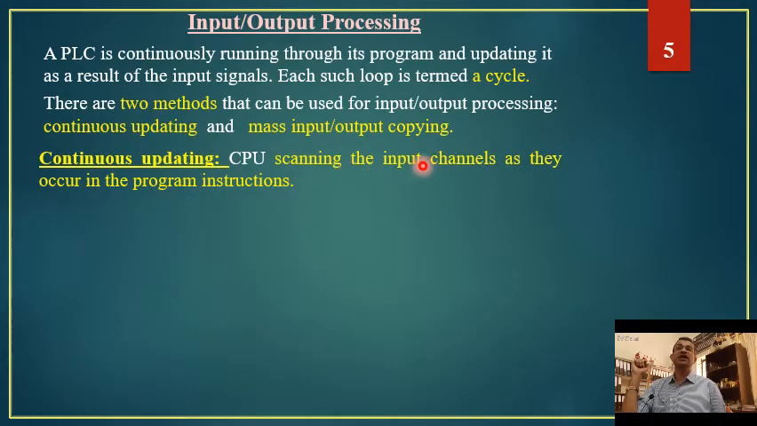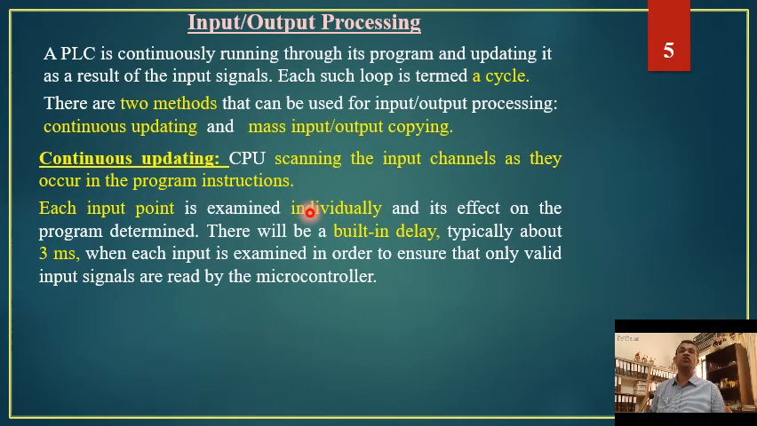The CPU scans the input channels as they occur in the program instruction. So in the program we are writing, we have to access the signal sent by the sensors, and based on the way in which the program is written, the CPU scans the input. Each input point is examined individually. See, that is what I mentioned. If the first sensor is sending the signal, and if the CPU has engaged itself with that particular sensor, what about the other 999 sensors? That is the major question.